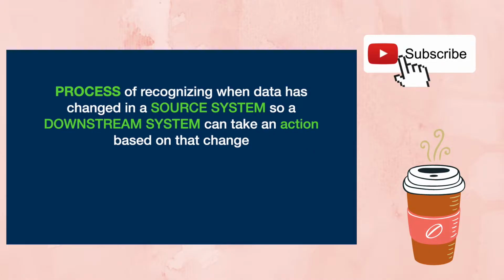At first, the definition. CDC is the process of recognizing when data has changed in a source system so that a downstream system can take an action based on that change. So I want you to focus on a few keywords: process, source system, downstream system, and action. We are gonna talk about each of them in detail, but I need you to keep them in mind to understand it better.